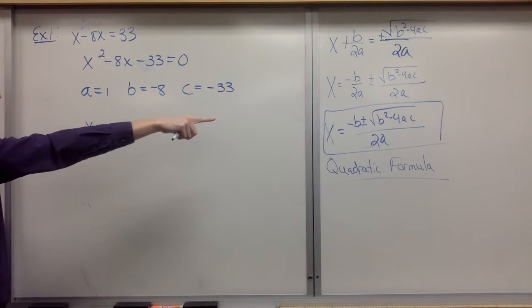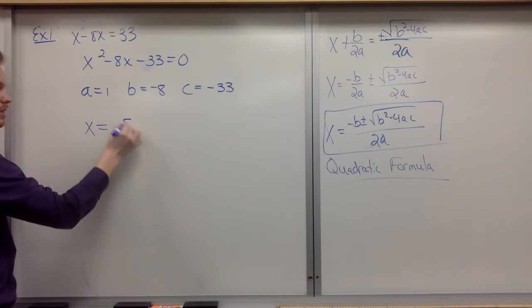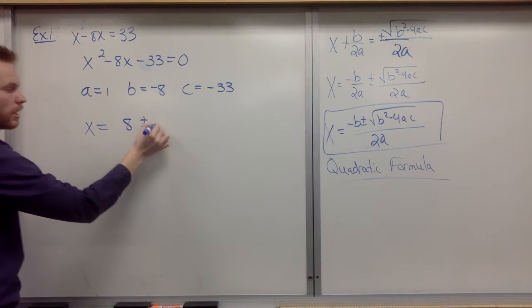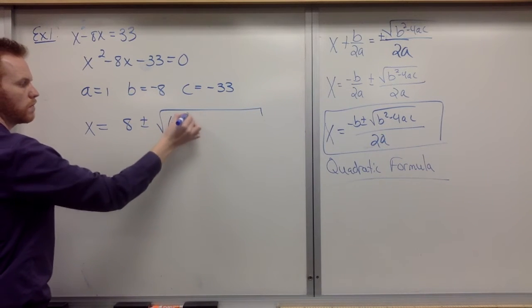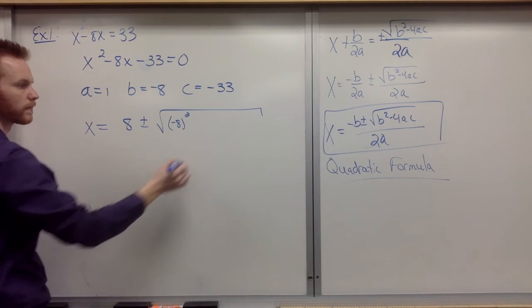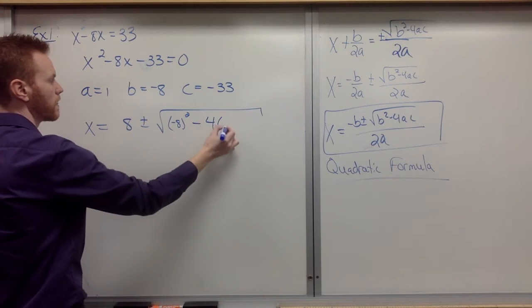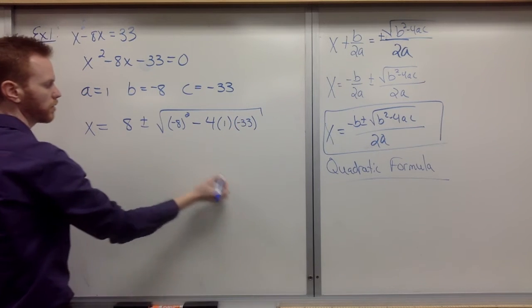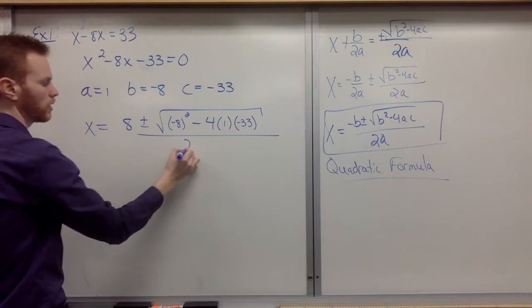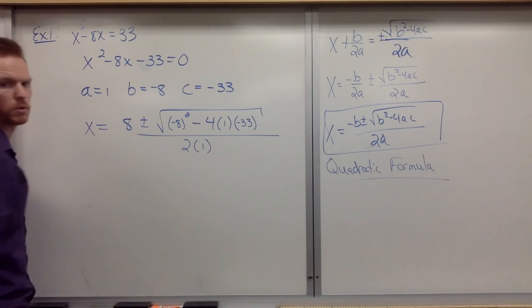So we have negative b. Now, since b is already negative, it's going to become a positive 8. Okay, plus or minus the square root. Okay, b squared would be negative 8 squared. Minus 4. My a value is 1. My c value is negative 33. All over 2 times my a value, which is a 1.